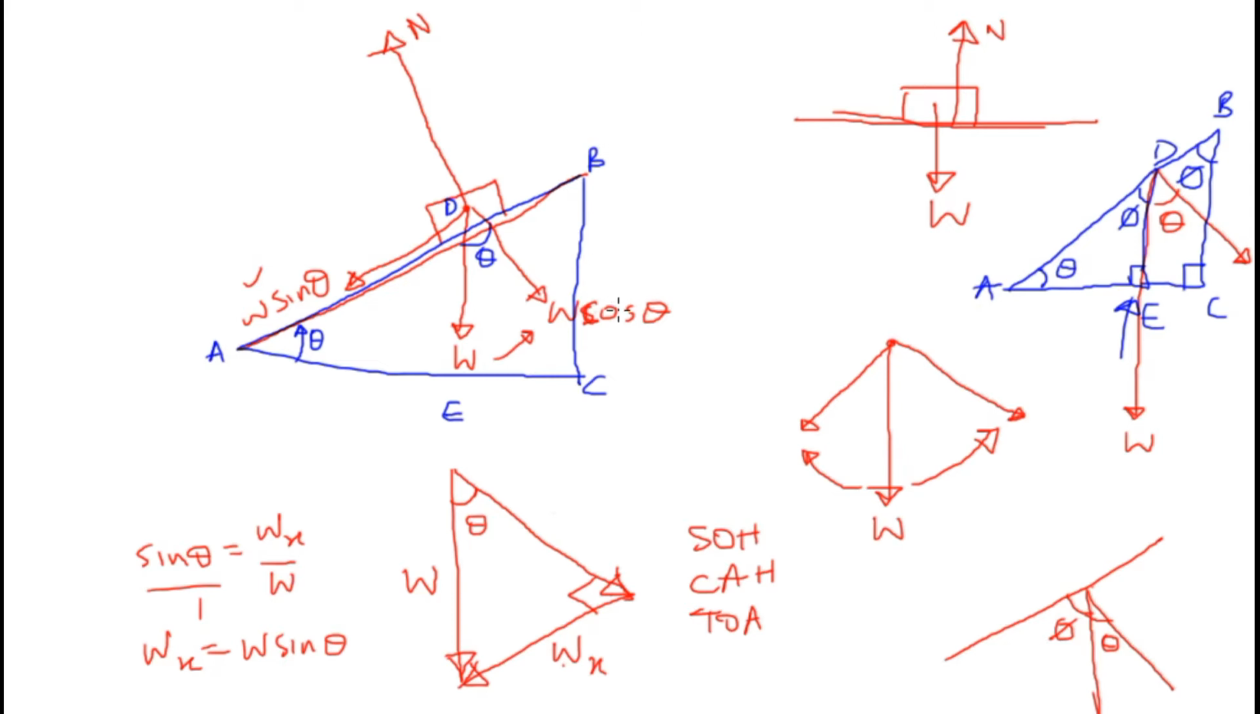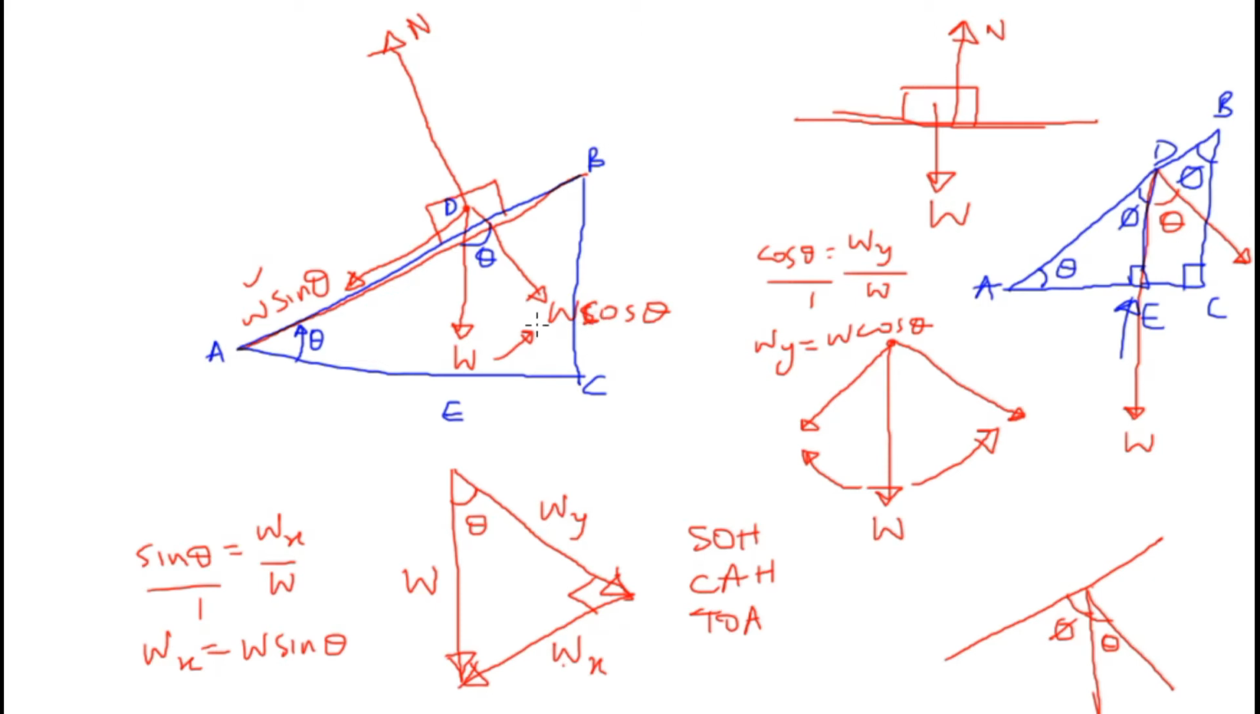And then for W cos theta, I just need to use the one with the adjacent, because this is WY, which is adjacent in the triangle. So I can make use of cosine. Cosine of angle theta is equal to the adjacent, which is WY, upon the hypotenuse, which is W. By cross multiplication, WY will be equal to W cosine of theta. So that's how we arrive at this.